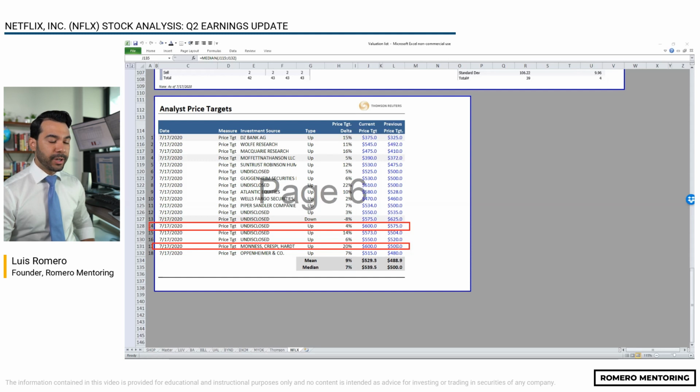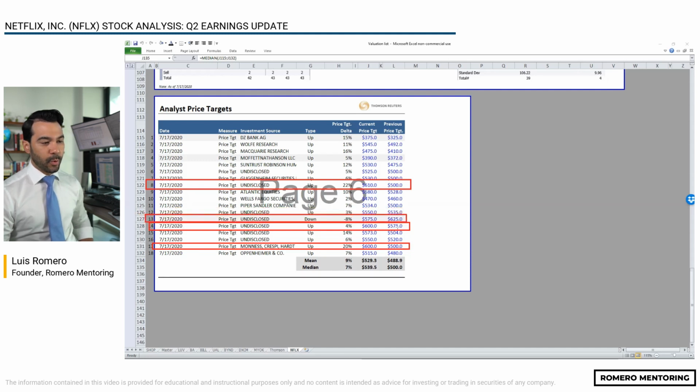Wow, they had 500, and then they increased it to 600, giving them a 20% increase on their previous price target. We have someone else right here with a 610, okay, undisclosed. Anything else on the high 500s? Okay. Well, this person right here reduced their price target from 625 to 575. Okay. But for the most part, you can see that most of the price targets are in the $500 range.